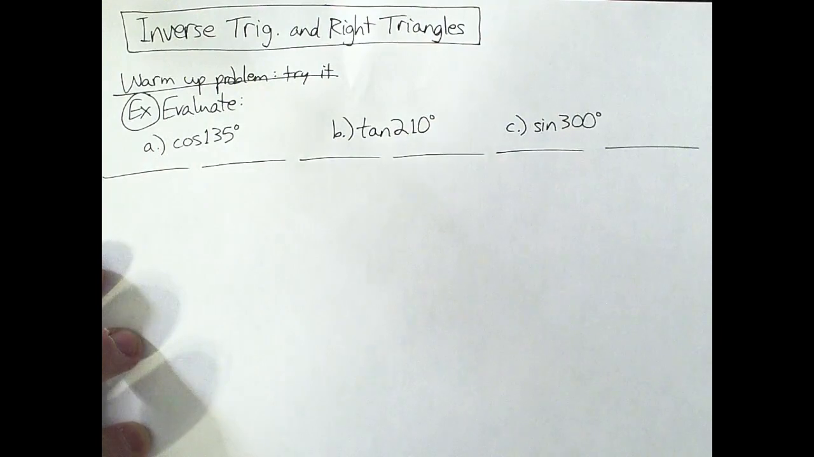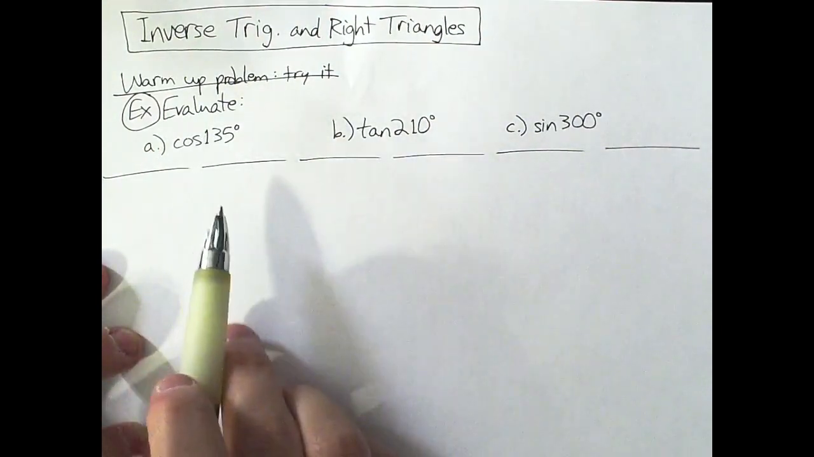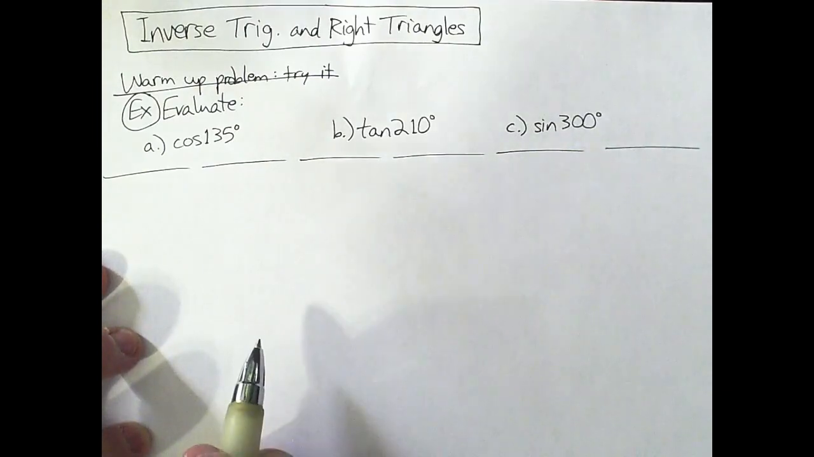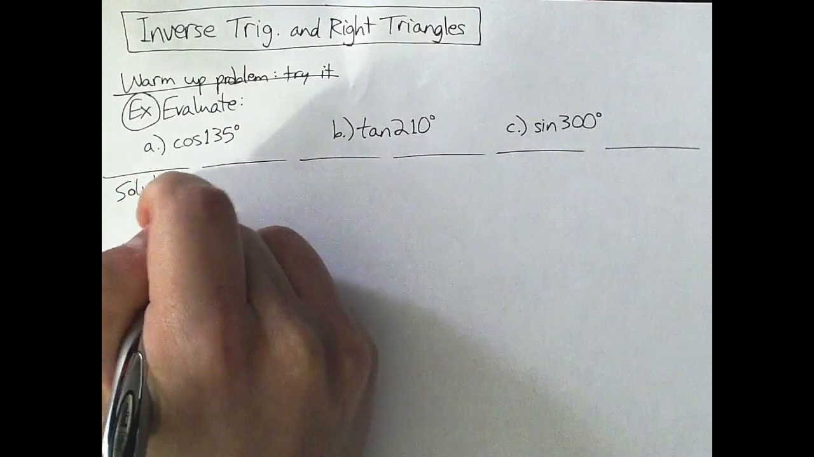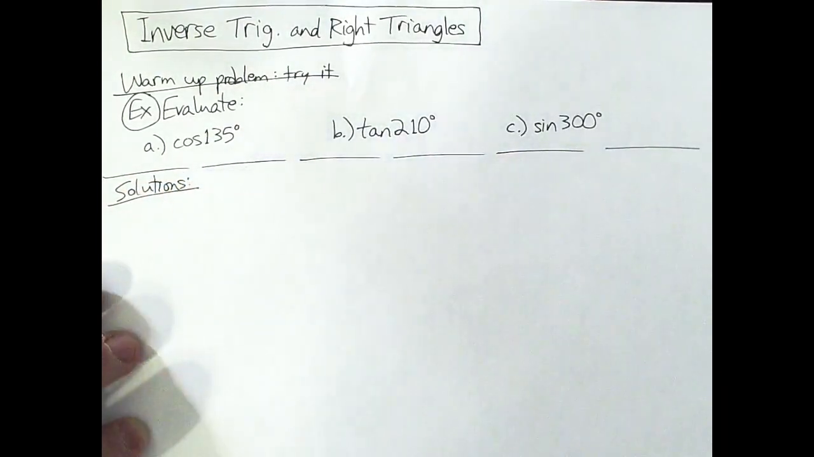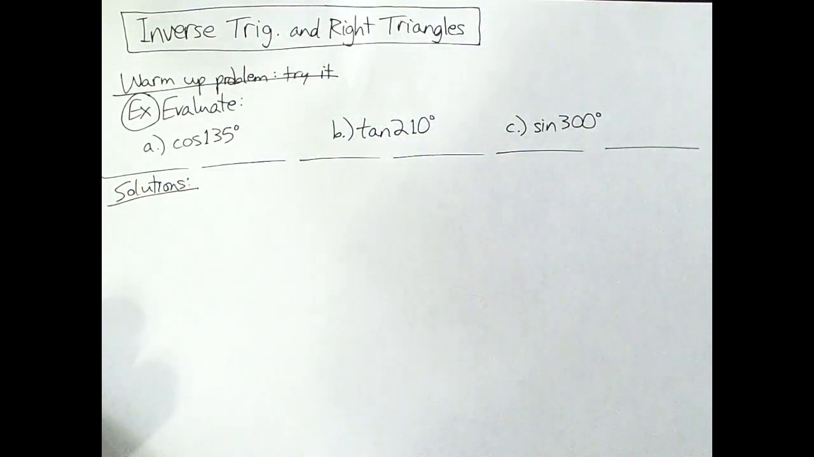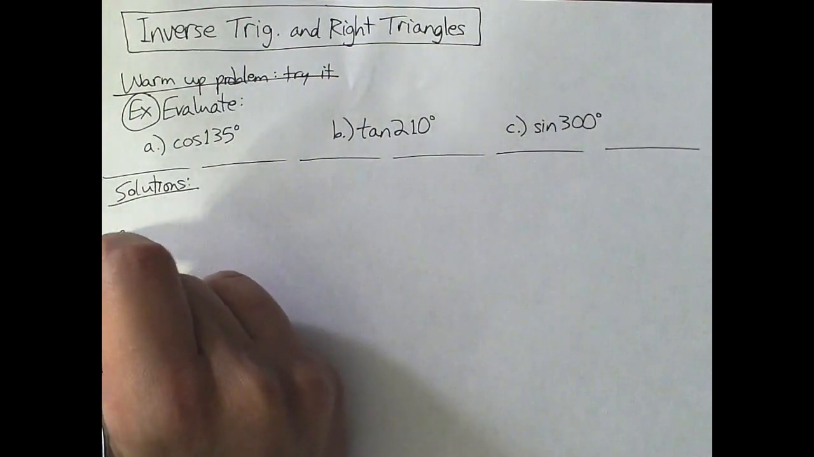Okay, so these are just warm-up problems. We're not technically doing inverse trig on any of these. These are just evaluate trig functions. So let's talk about them. We've been able to evaluate trig functions at all kinds of values up until now. Typically we've been doing them in radians, probably more often in radians instead of degrees. So that's why I wanted to make sure we got some of these in.